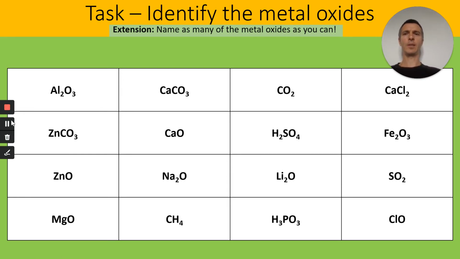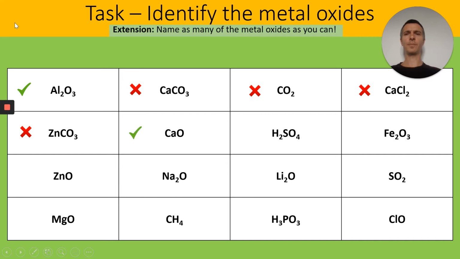Okay, let's go through some of these answers then. The first one is aluminium oxide. Next one is calcium carbonate. There's carbon in there as well, so that's not a metal oxide. Next one is carbon dioxide. Carbon is not a metal, so that's not a metal oxide. Next one's got no oxygen in, so that's wrong. Zinc carbonate is not a metal oxide.